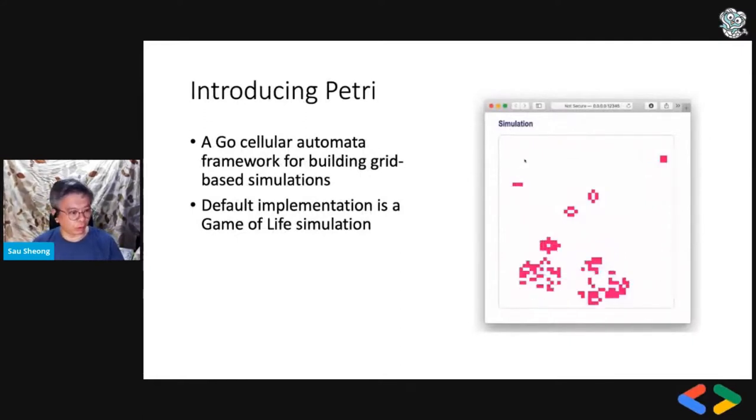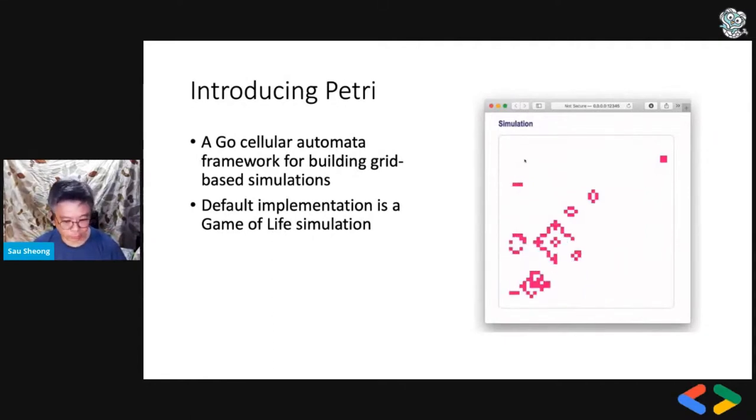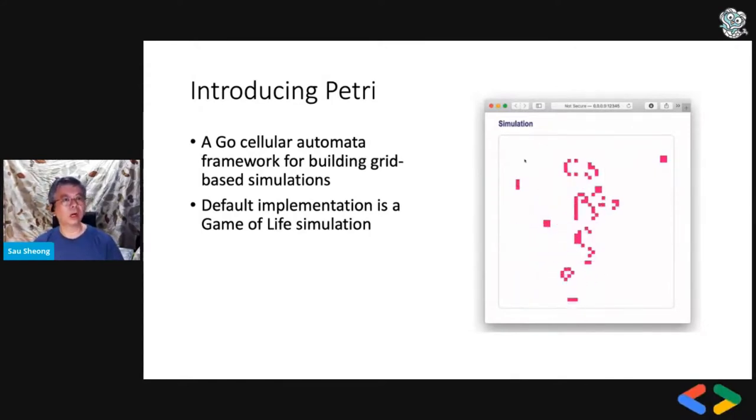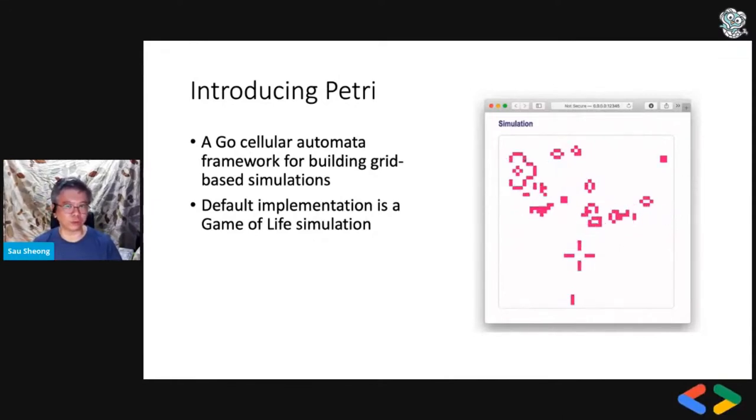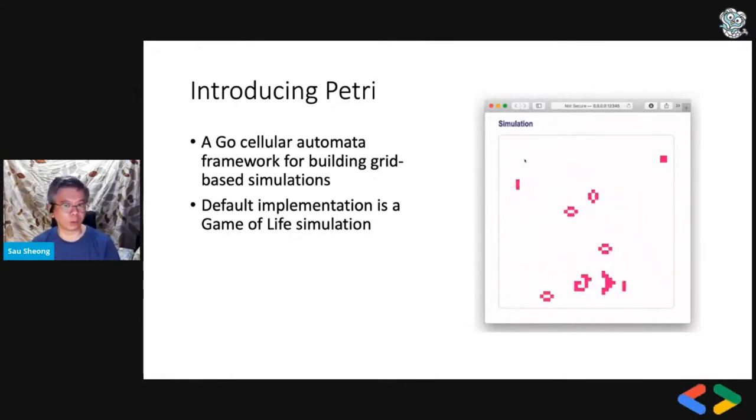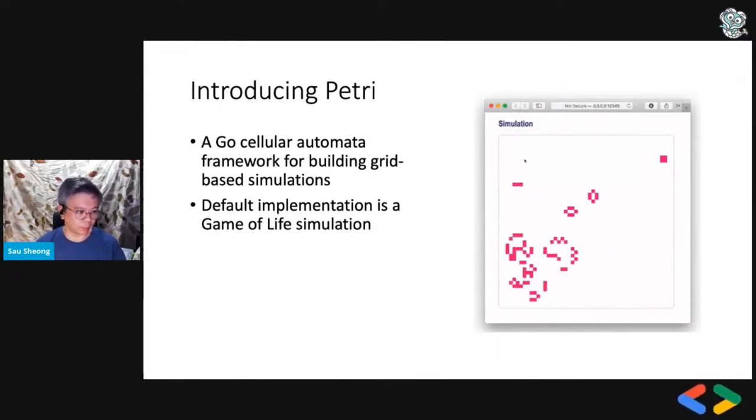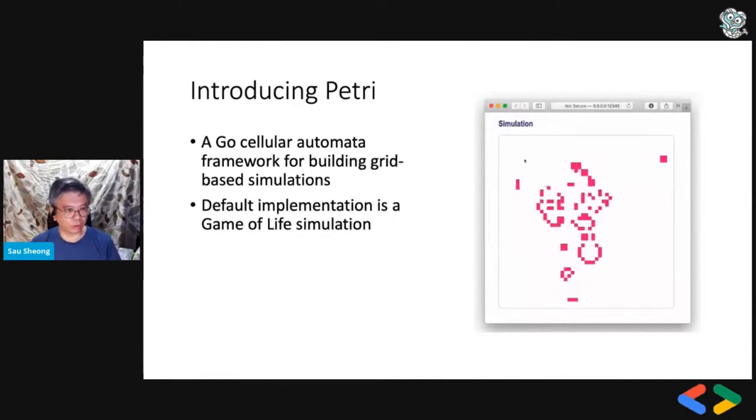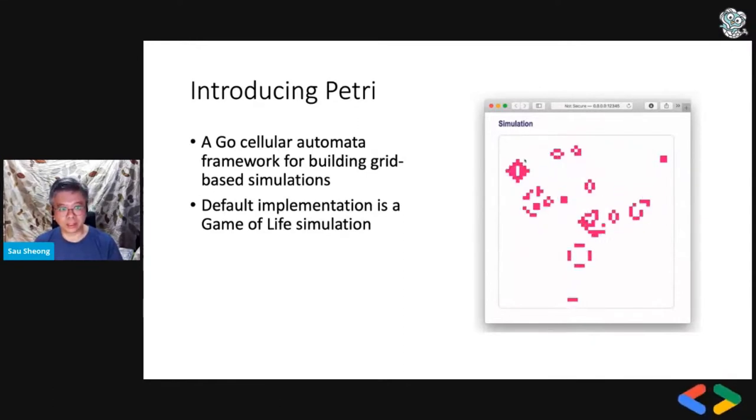I still do a lot of simulation, and one of the kinds of simulations that I really like to do is cellular automata simulations. I've done a number of them, and a few months back, I was thinking that I've done so many of them, why don't I just create a framework to allow myself to do this a lot more effectively, and to use the same framework over and over again? Essentially, you'll be using the same code that I do for some of these simulations. So what I did was to create this framework called Petri, and it's essentially a Go-based cellular automata framework, and it focuses on building grid-based simulations. The default implementation is a Game of Life simulation.